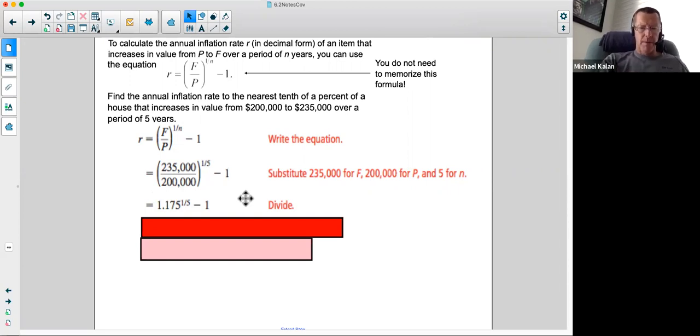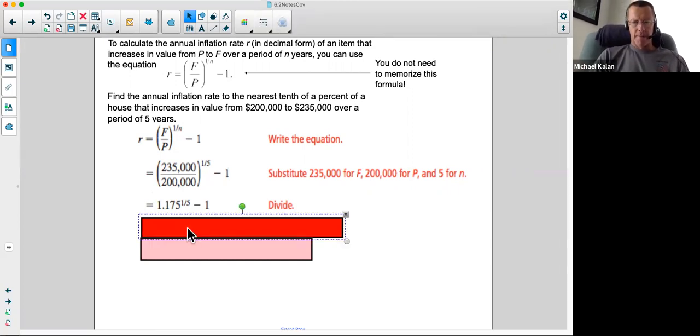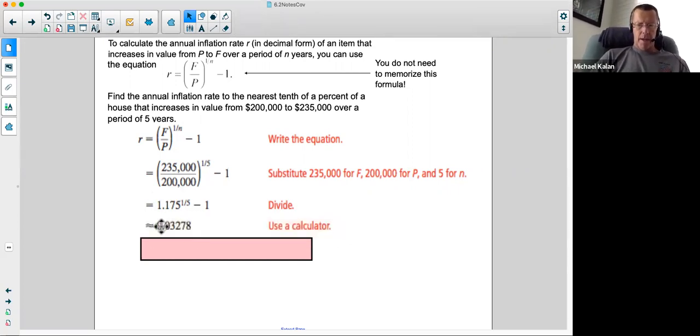Think about it a second. Is it going to be bigger than 1 or smaller than 1? It's going to be bigger, right? Because the only way we can get up to 1.175, multiplying a number by itself 5 times, is if it's a little bit bigger than 1. But it's probably not a whole lot. So it probably came out to, well, it did come out to approximately 1.03278, because then when I subtracted 1, I got 0.03278.